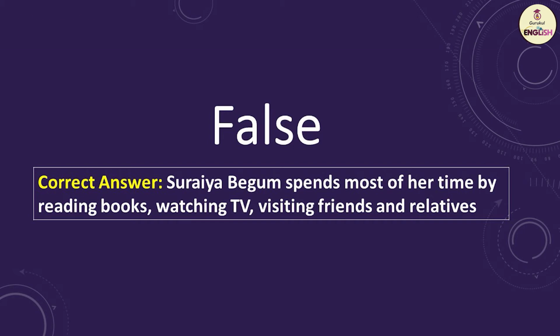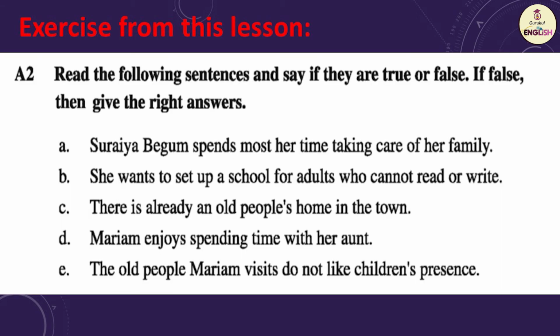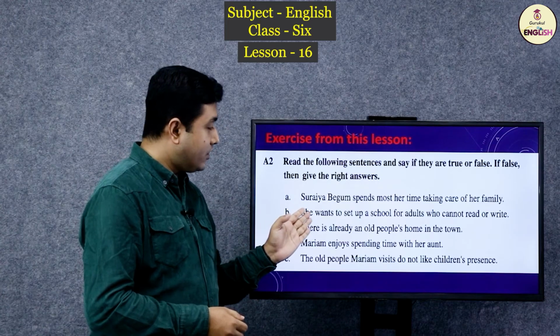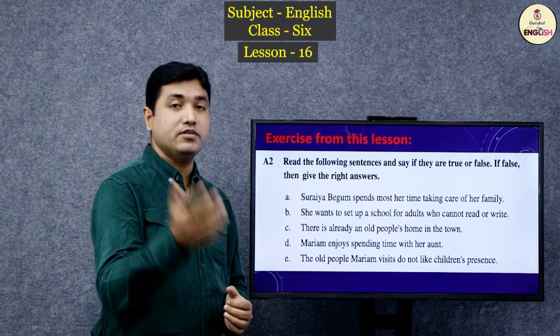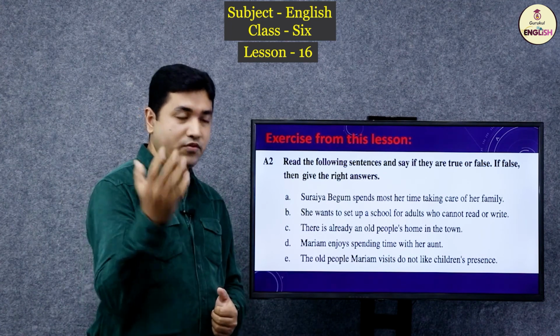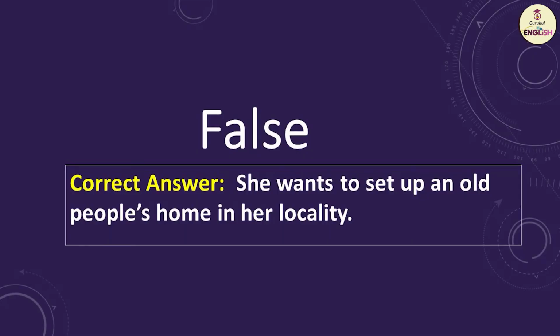relatives and friends. Number B, she wants to set up a school for adults who cannot read and write. As you have read the text, you have found out that she wants to set up an old people's home. She wants to do something for them. So, the statement is false. The correct answer will be she wants to set up an old people's home in her locality.